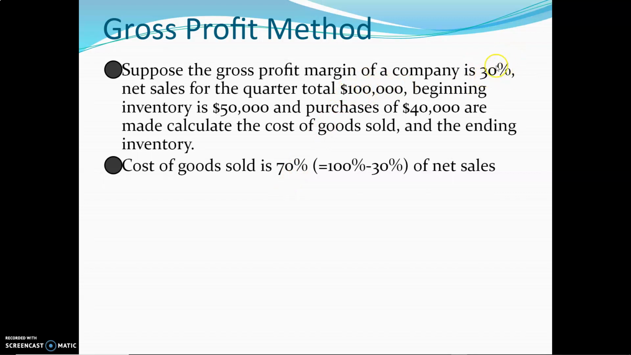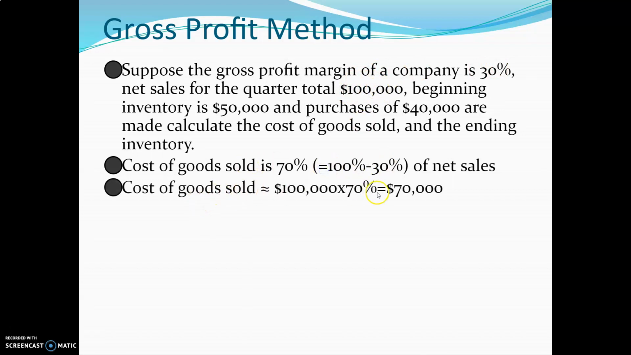Now, what if this was 20%, just as a hypothetical? Well, then that means that we would be using 80%, because 100% minus 20% would give us the 80%, and that would mean that it would be 80,000. In this case, we've got a cost of goods sold approximated at $70,000.